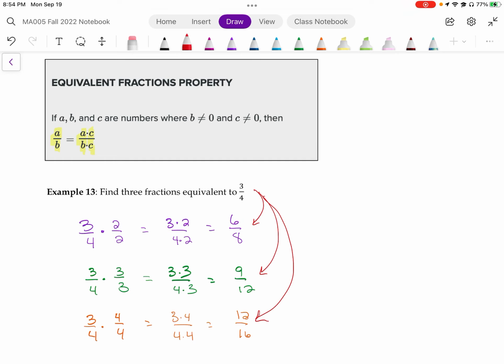Okay, so usually we spend time going the other direction, reducing, but we haven't gotten there yet. So these are just equivalent fractions, and you do it by multiplying to make the numbers bigger, top and bottom. And remember that 2 over 2 just equals 1. 3 over 3 just equals 1. 4 over 4 just equals 1. So we haven't changed the value of this. They're all still 3/4. Okay?